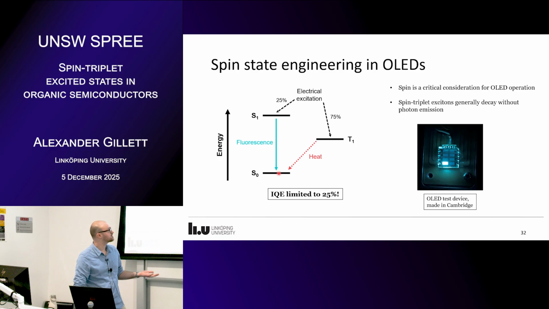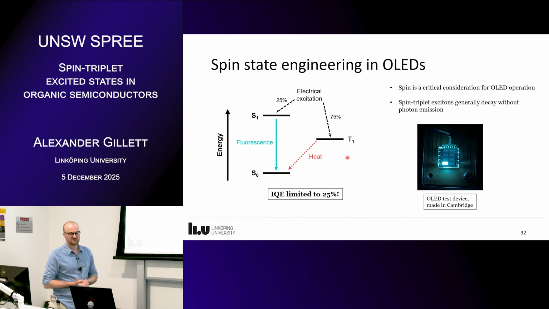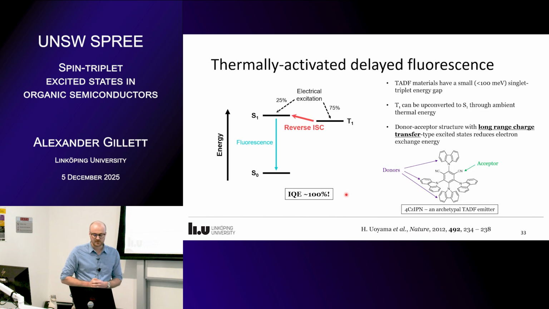You can get light out of the singlet, that's good. But the triplets, in just a simple fluorescence device, are just lost to heat. They just decay non-radiatively. You don't get any light out from them. But that's quite a severe limit on the internal quantum efficiency of your OLED device. So people have come around to a few different tactics.